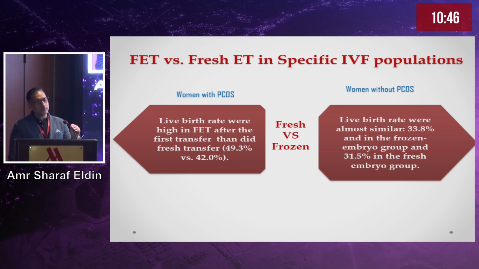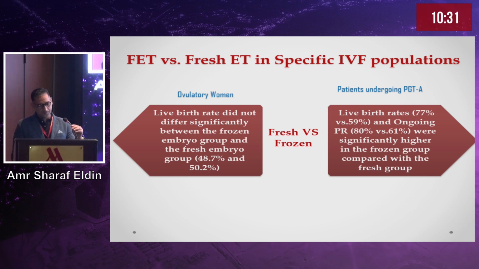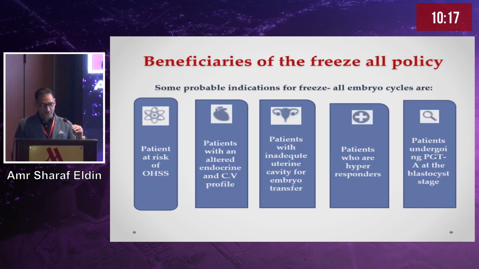Now, frozen embryo transfer versus fresh transfer in specific IVF populations. In PCOS patients, live birth rates were higher in frozen transfer compared to fresh transfer, but in women without PCOS, live birth rates were almost similar in frozen and fresh transfer. In ovulatory women, live birth rate didn't differ significantly between frozen and fresh transfer, but in patients undergoing pre-implantation genetic tests for aneuploidy, live birth rate and ongoing pregnancy rate were higher in frozen transfer compared to fresh transfer.